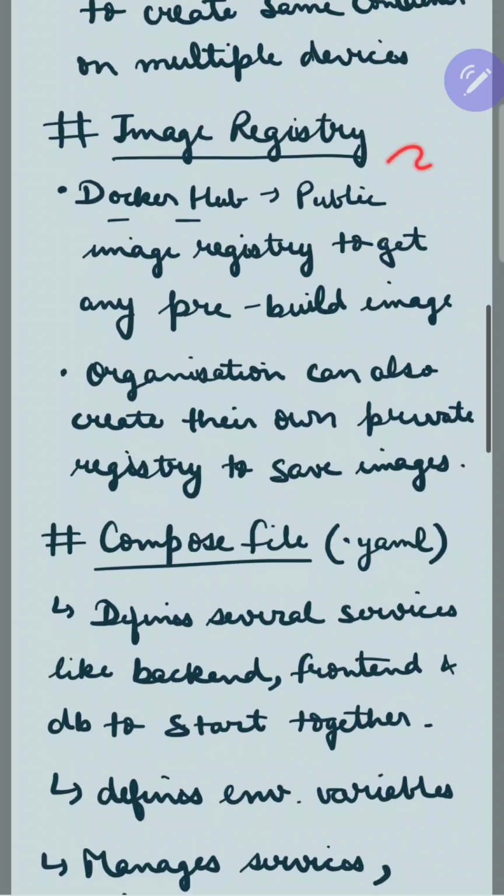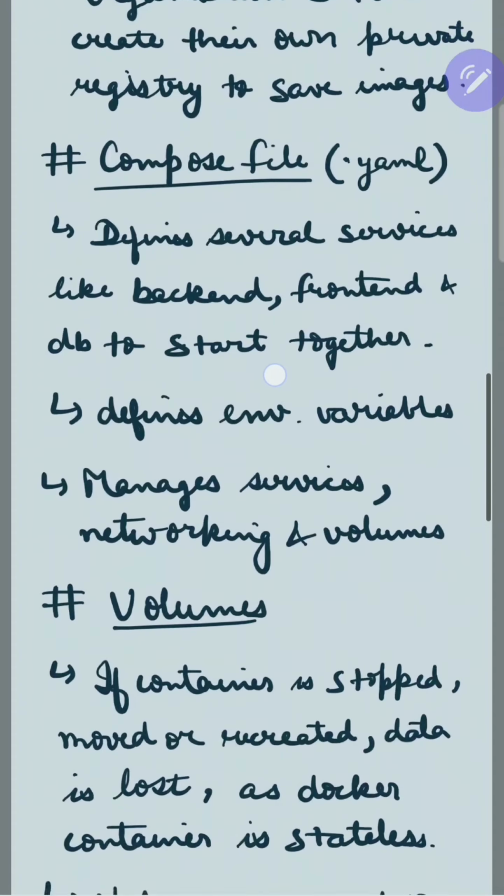Next is an image registry. An image registry is basically a place where all the Docker images are saved. So Docker Hub is a public image registry to get any pre-built image. Like you can fetch any pre-built image from Docker Hub, and organizations can also create their own private registry to save and deploy images.